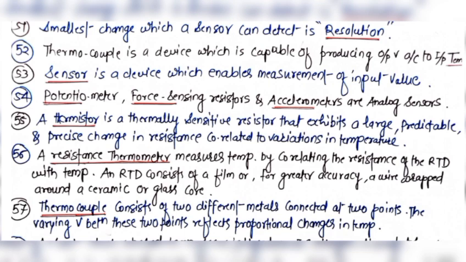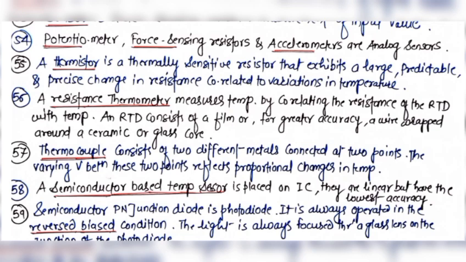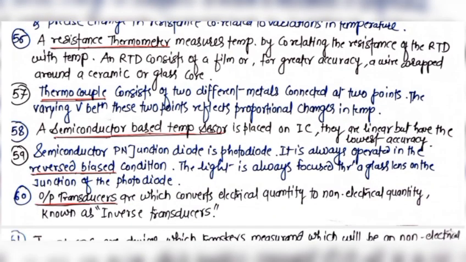A resistance thermometer measures temperature by correlating the resistance of the RTD with temperature. An RTD consists of a film or, for greater accuracy, a wire wrapped around a ceramic or glass core. Thermocouple consists of two different metals connected at 2 points. The varying voltage between these 2 points reflects proportional changes in temperature. A semiconductor-based temperature sensor is placed on an IC. They are linear but have the lowest accuracy.